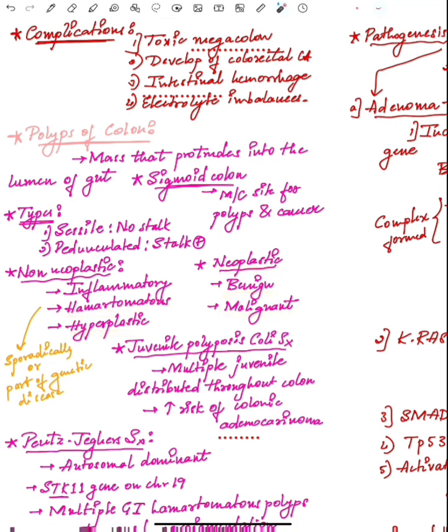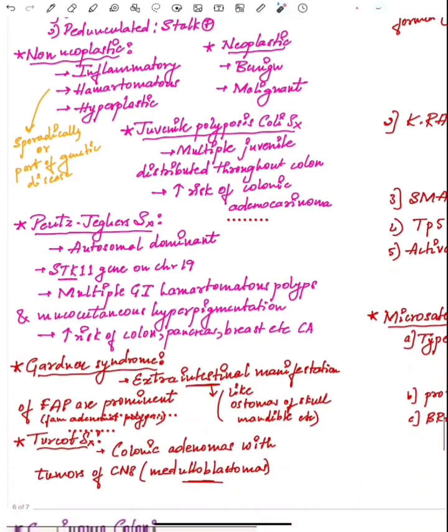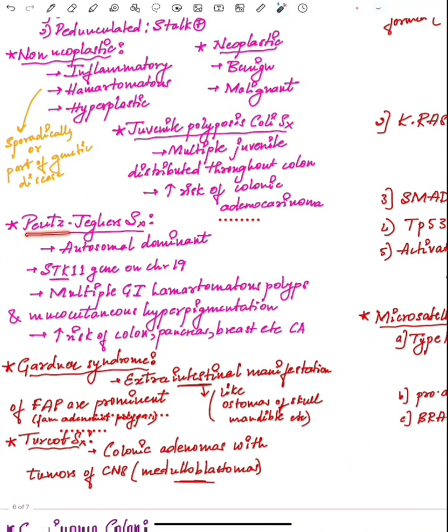Hamartomas may be sporadic or part of a genetic disease. There is an important syndrome associated with these polyps. It is known as juvenile polyposis coli syndrome. In this, we can see there are multiple juvenile polyps distributed throughout the colon. There will be an increased risk of colonic adenocarcinoma. There is another syndrome which is known as Peutz-Jeghers syndrome.